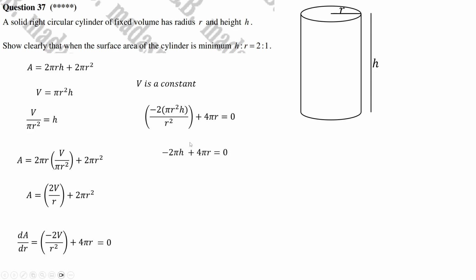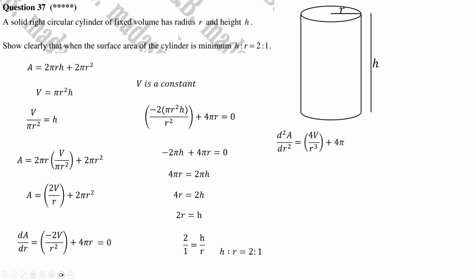r squared cancels down a little bit. Add 2 pi h to both sides. Cancel out pi's, and you'll get 4r equals 2h. You might just see here that this is obviously in the ratio 2 to 4 or 1 to 2. If you prefer, you might want to show it as a fraction. So r over h equals 2 over 1. Therefore, the ratio is just 2 to 1.